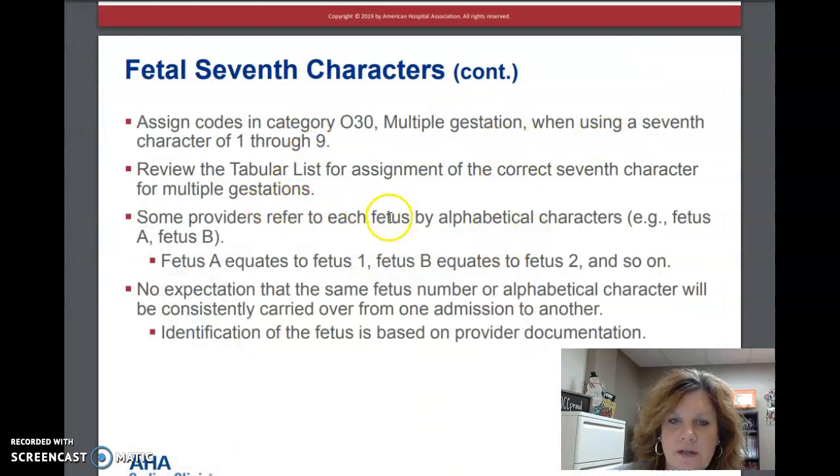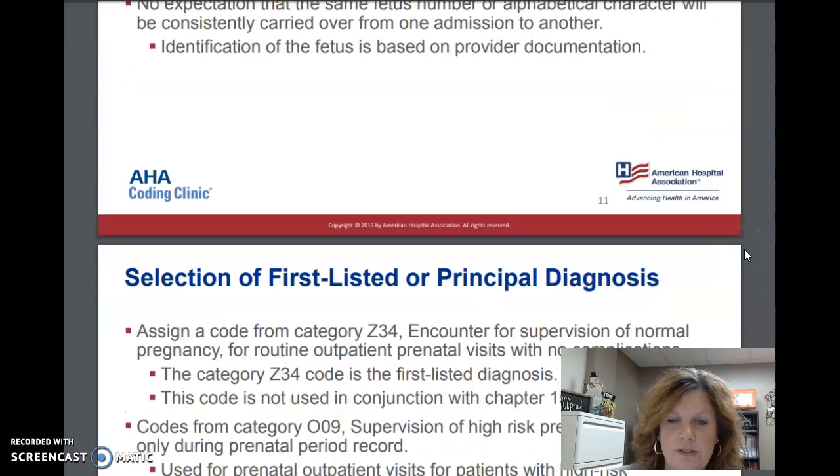With this, some providers refer to each fetus by alphabetical characters. Okay, fetus A equals fetus 1, fetus B equals fetus 2, and so on. So we'll get into that next.